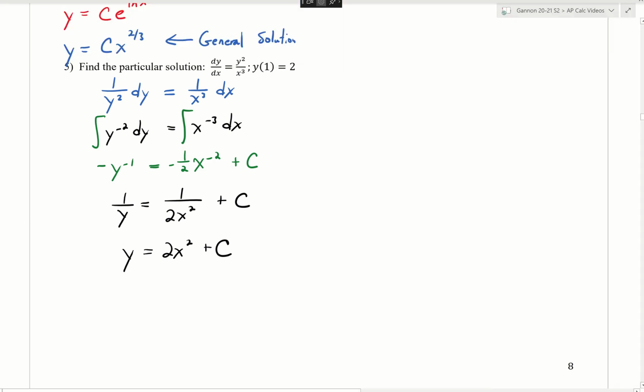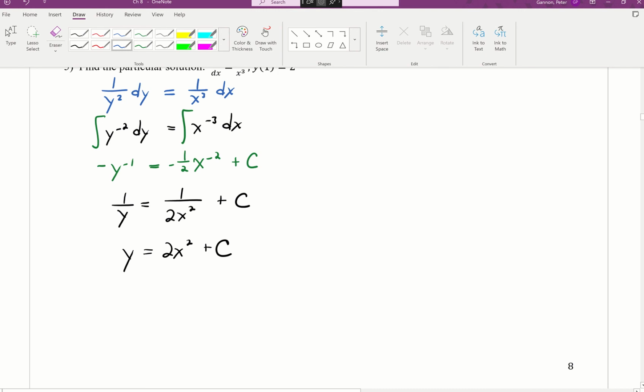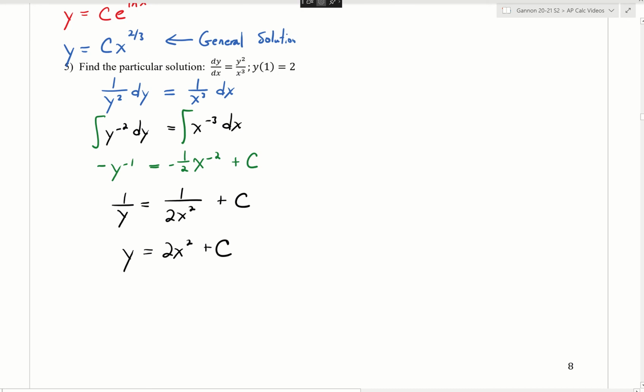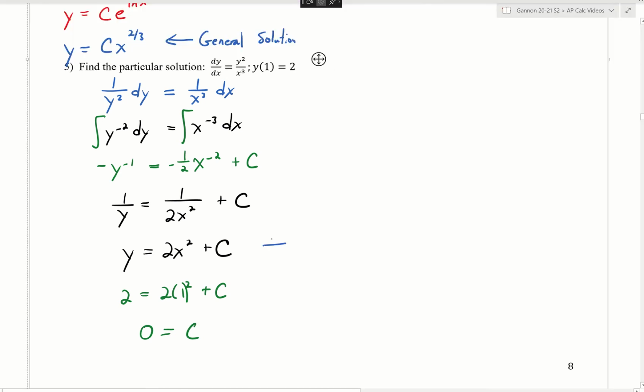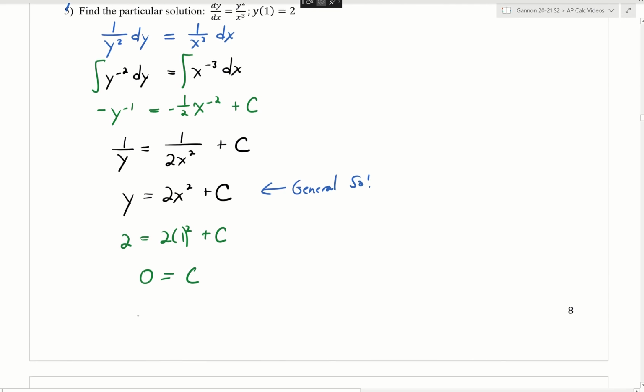We want to then go ahead and find it by substituting in the point 1, 2. So 2 is equal to 2 times 1 squared. Whoops, put the parentheses in the wrong spot. Plus c. So c is equal to 0. And this is your general solution, but the particular solution would be y equals 2x squared.